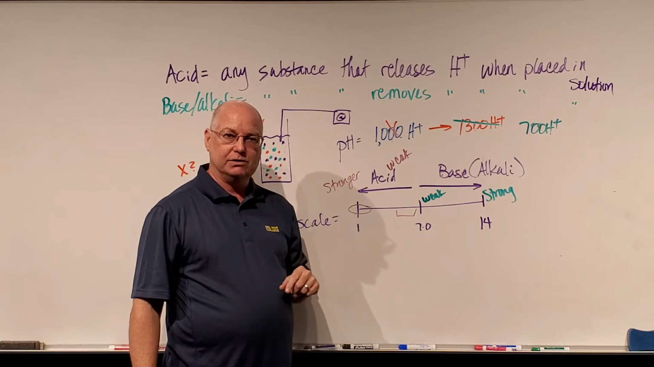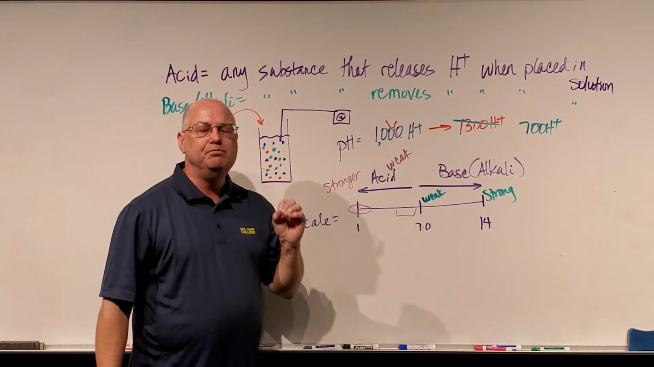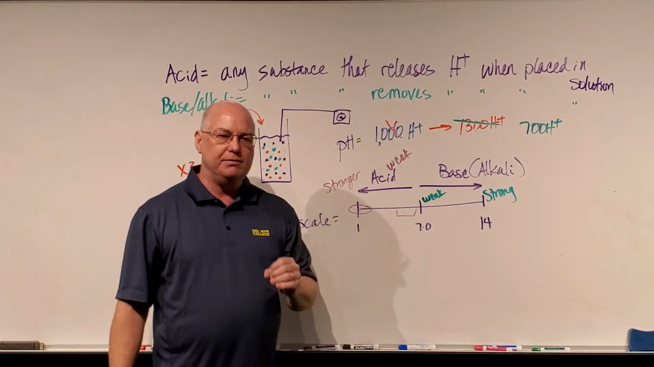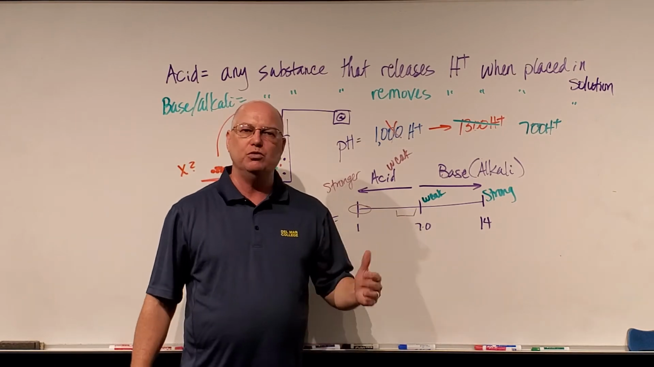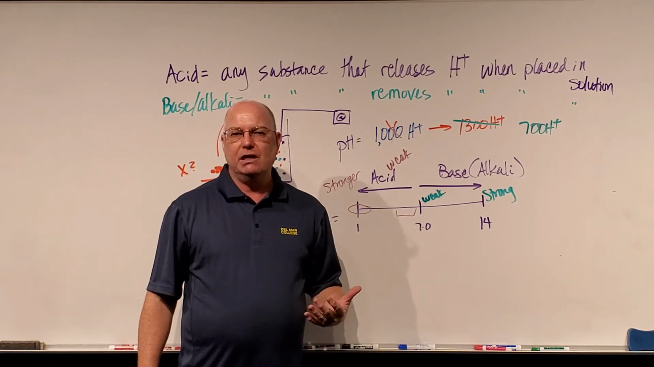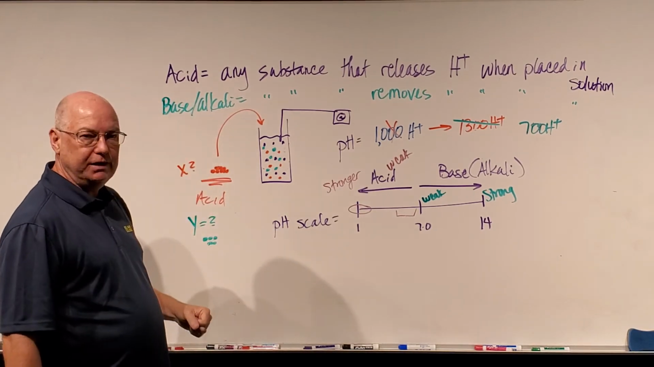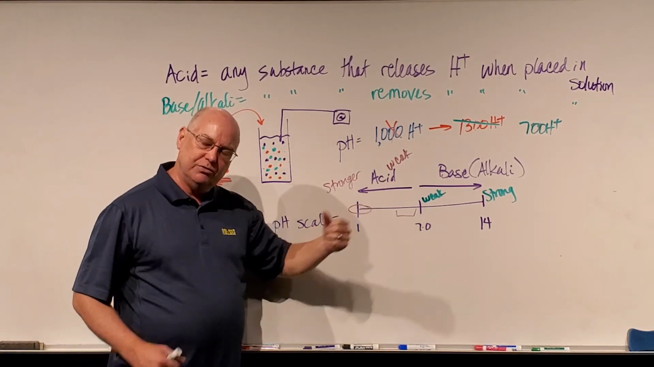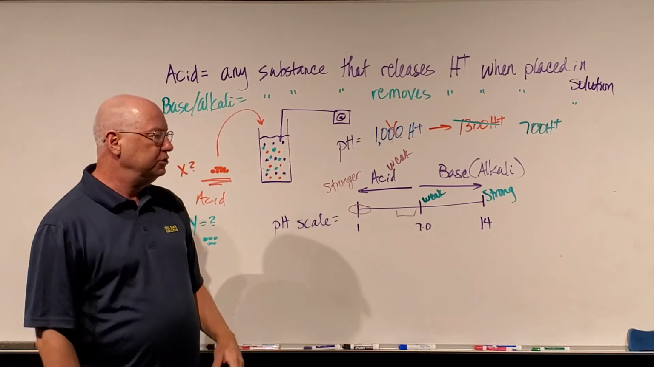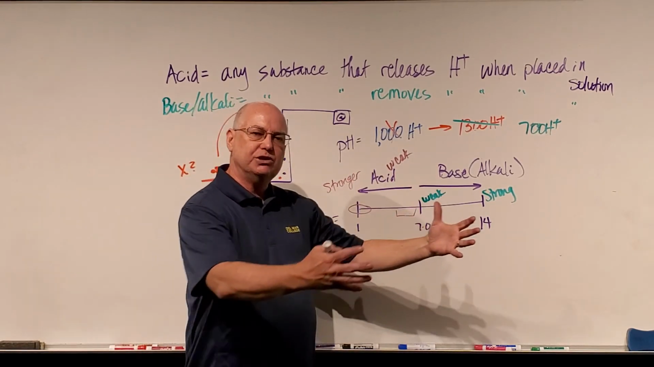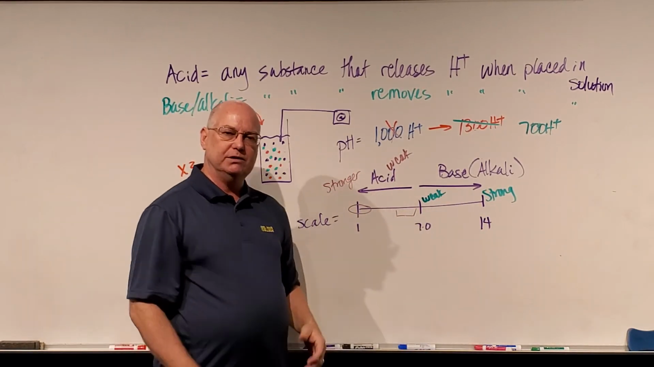Does that make sense? Now, I know those aren't the best technical definitions, and chemists are going to hate this explanation, as will most biologists. But I don't really care. I want you to understand what I mean when I say an acid or a base. Acid is any solution that releases hydrogen ions when placed in solution. A base is any substance that removes hydrogen ions when it's placed in solution.